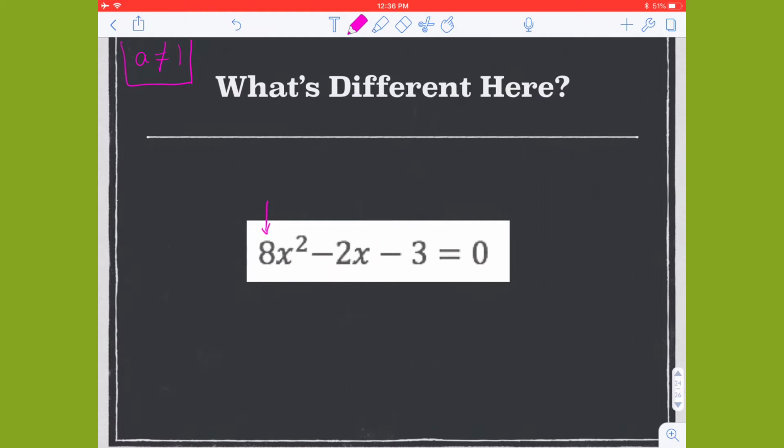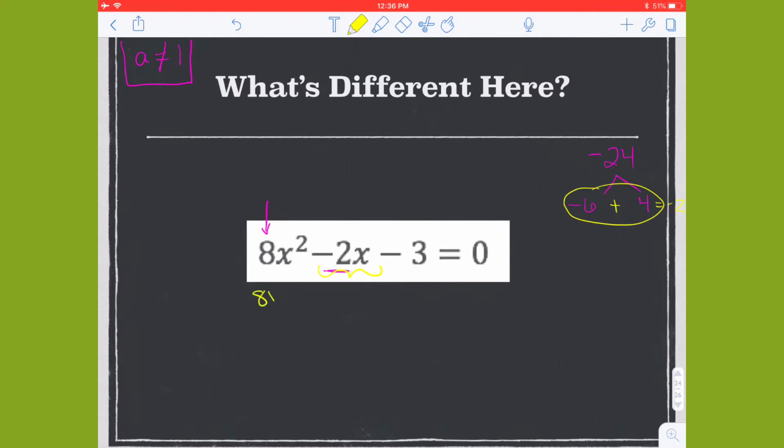We're still going to multiply our first times last, our a times c, and then we're still going to think about all the values that multiply to negative 24 and then add to the middle term, negative 2. So the two numbers that I come up with are negative 6 and 4, because those do in fact add to negative 2. But normally we would circle those and those would represent our pair, but this time we're going to use these pairs to rewrite this negative 2x.